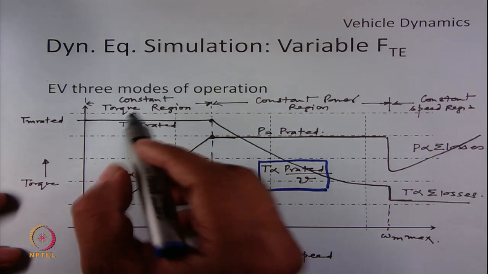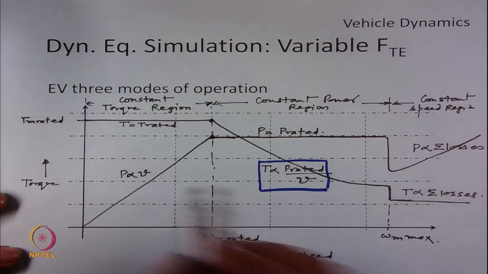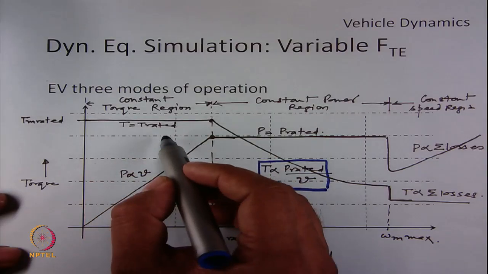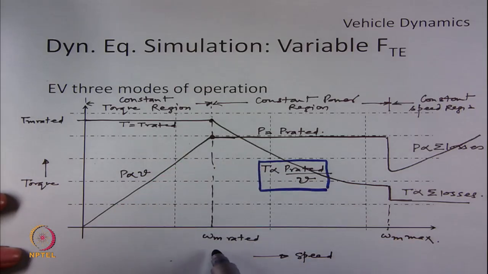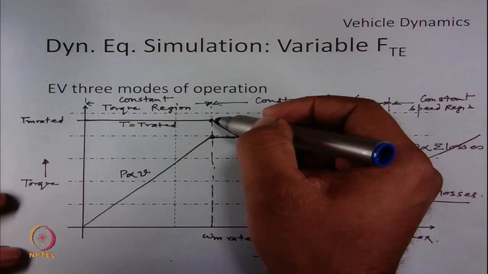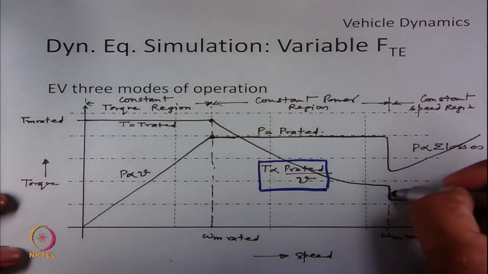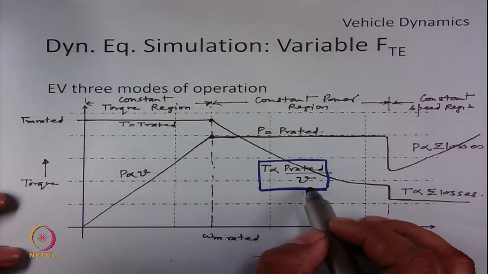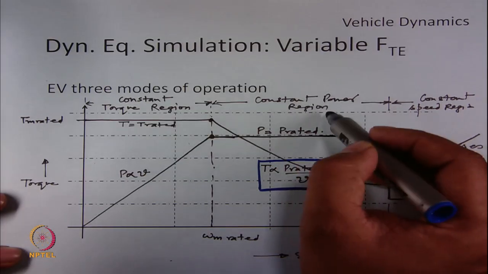If we see the torque graph, torque will be equal to T rated in constant torque region, and we will look for maximum acceleration in this region. When the speed of the vehicle reaches the rated value, the machine will reach its rated conditions, and therefore further acceleration is possible as an inverse function of vehicle velocity. So torque will be a function of P rated by vehicle velocity. This is the torque equation in constant power region.